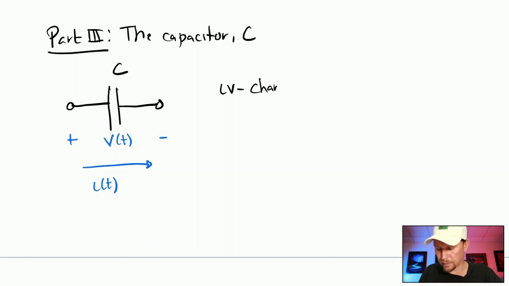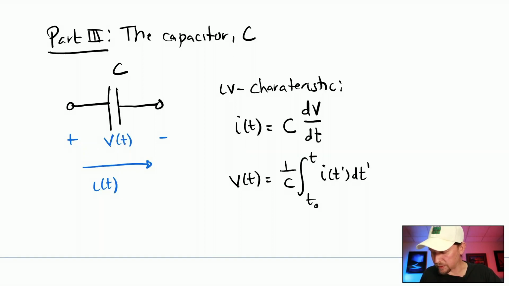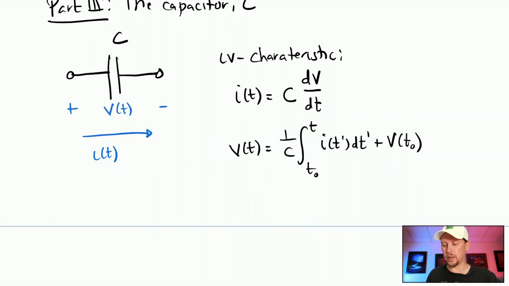So the IV characteristic looks like this. The current in the capacitor is equal to the capacitance times the time rate of change of the voltage, right? Keep in mind that this can also be rewritten in integral form. The voltage is equal to 1 over the capacitance, the time integral from initial time t0 to t of the current integrated with respect to time, plus whatever voltage existed in the capacitor at time t0, like this. Keep in mind that both of these contain the same exact amount of information.